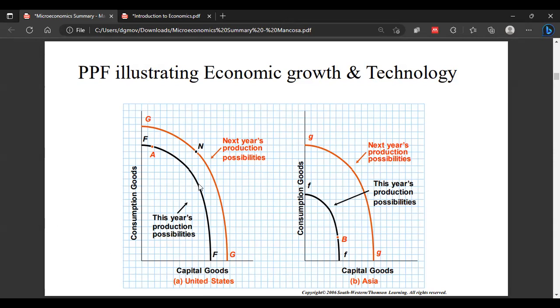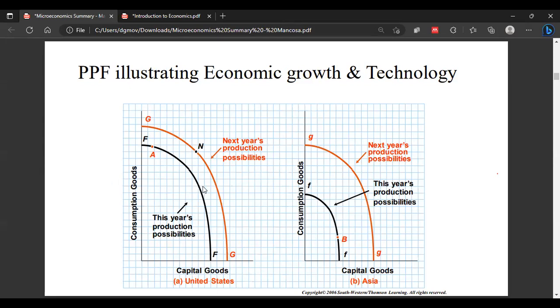It means our PPC will shift outwards from this F, the black one, to this other color. So curve F, because of economic growth, is now curve G. Why? Because if we invest in the production of capital goods, we are able to increase the capacity of the economy with the same resources to produce more consumer goods. These are just two scenarios for two different countries, the combinations of producing consumer goods and capital goods.